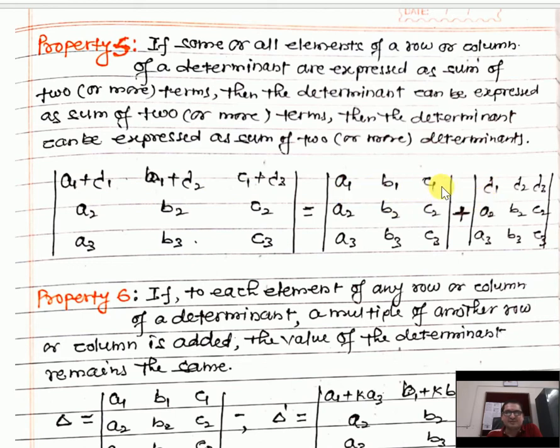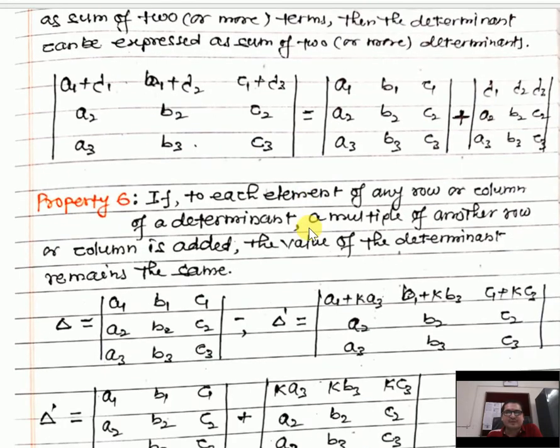So one determinant has a1, b1, c1, a2, b2, c2, a3, b3, c3, plus another with lambda 1, lambda 2, lambda 3, a2, b2, c2, a3, b3, c3. Except for this row, the other elements will be the same. So you can express it in this way.